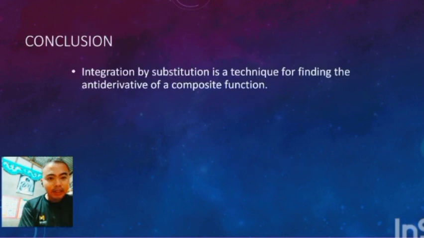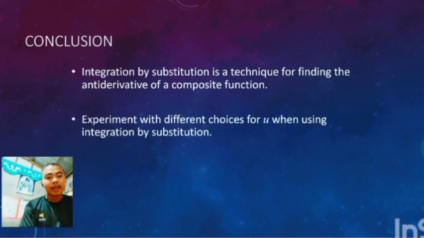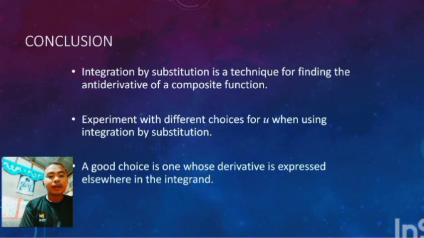Conclusion: integration by substitution is a technique for finding the antiderivative of a composite function. Experiment with different choices for u when using integration by substitution. Also, a good choice is one whose derivative is expressed elsewhere in the integrand.